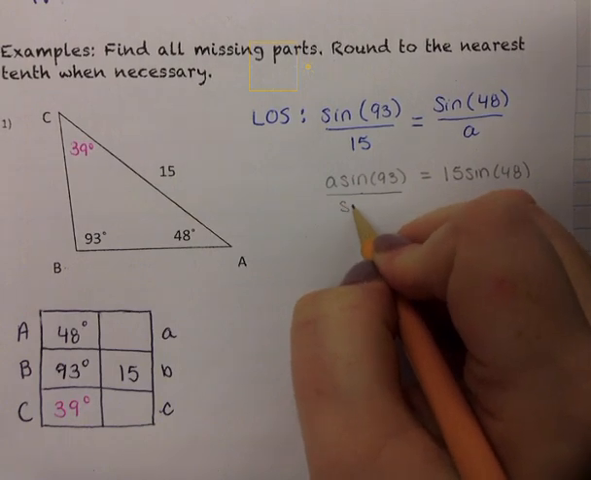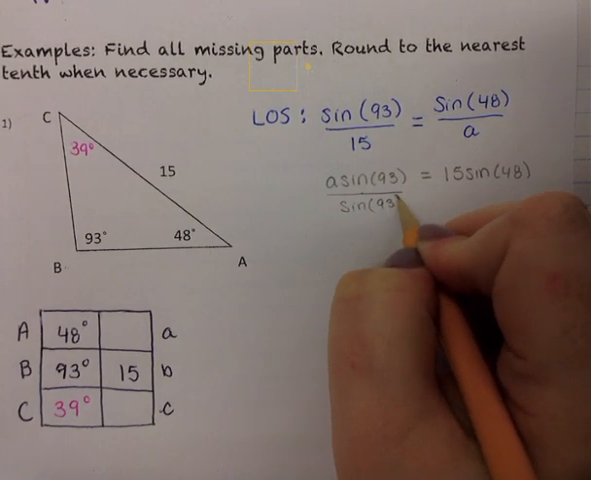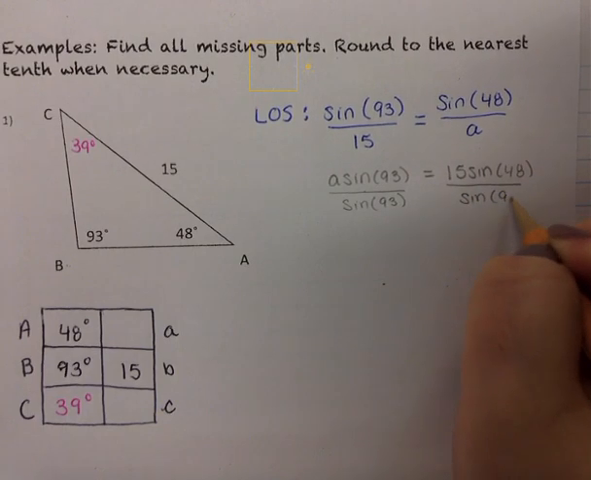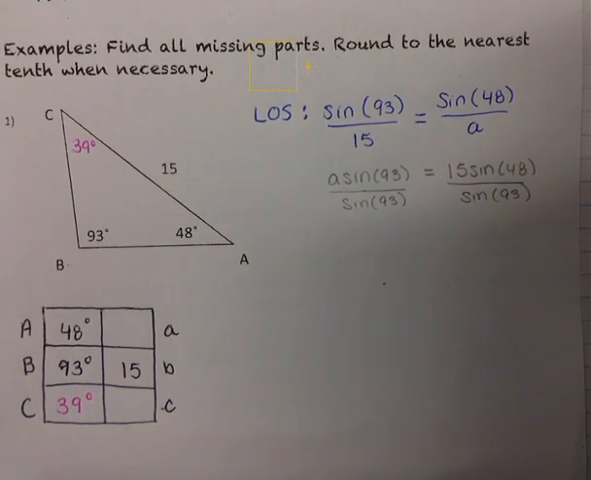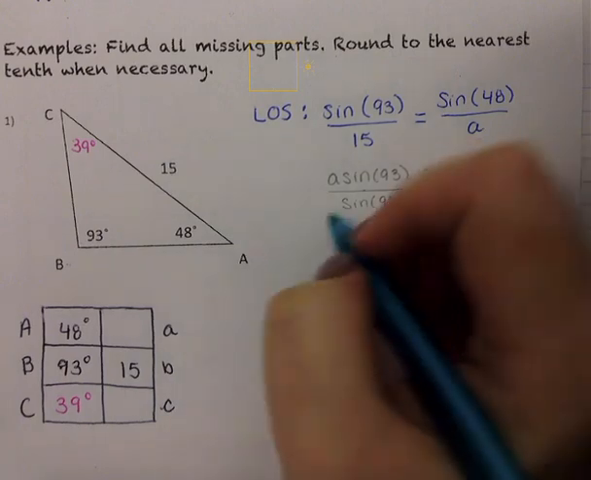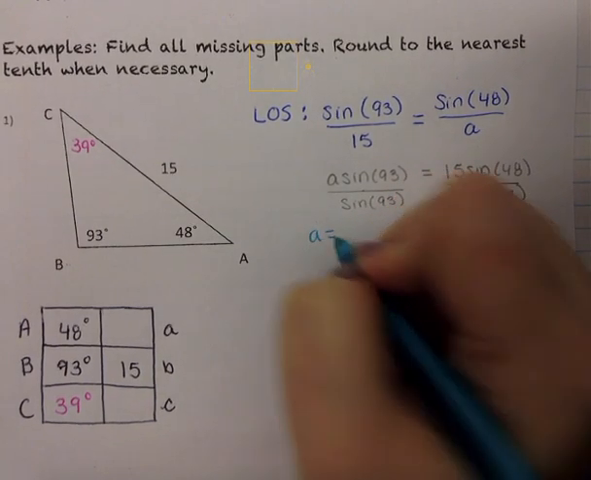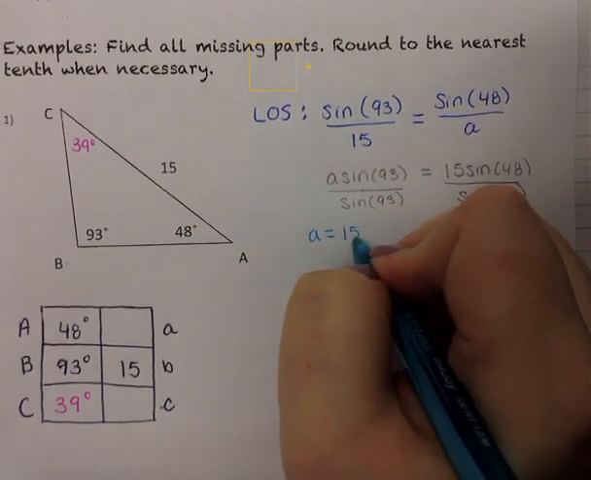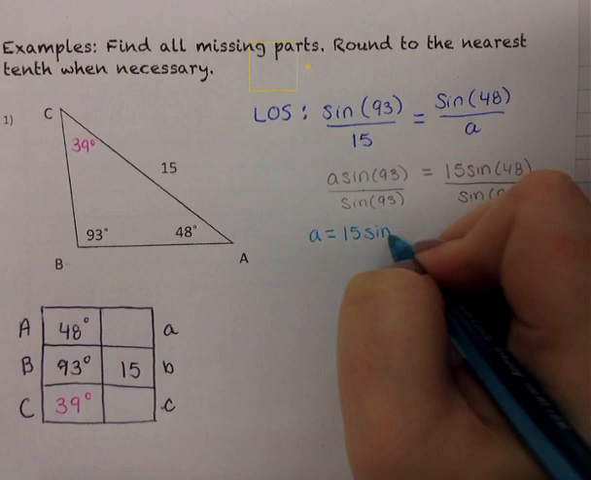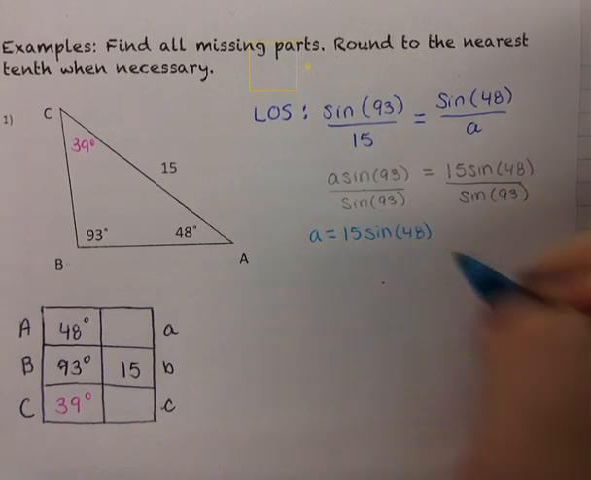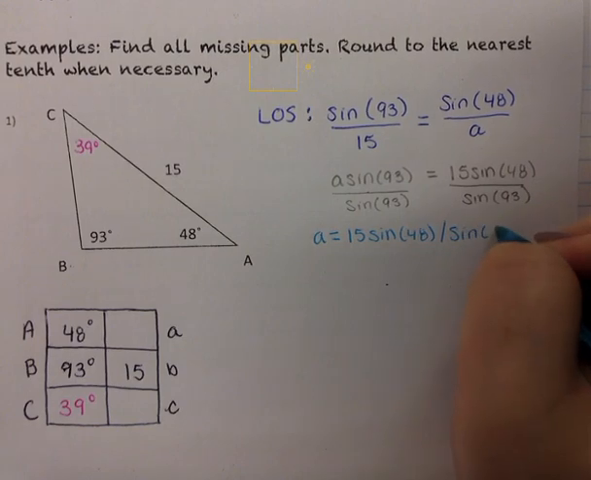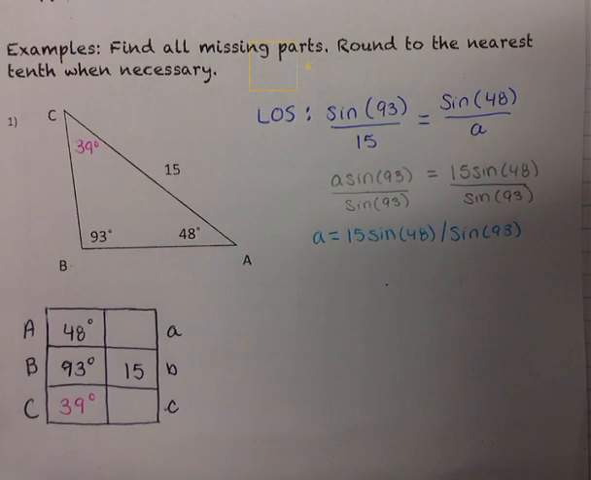So I need to divide by the sine of 93 on both sides. Not just 93, but the sine of 93. So in my calculator, and we will use your calculator for this, I'm going to have a equal to 15 sine of 48, close my parentheses, and I'm going to divide that by sine of 93.